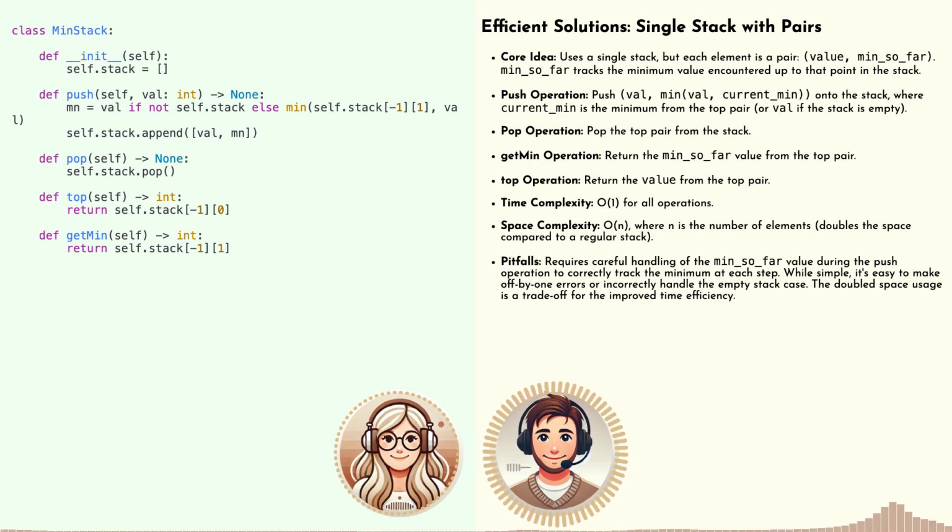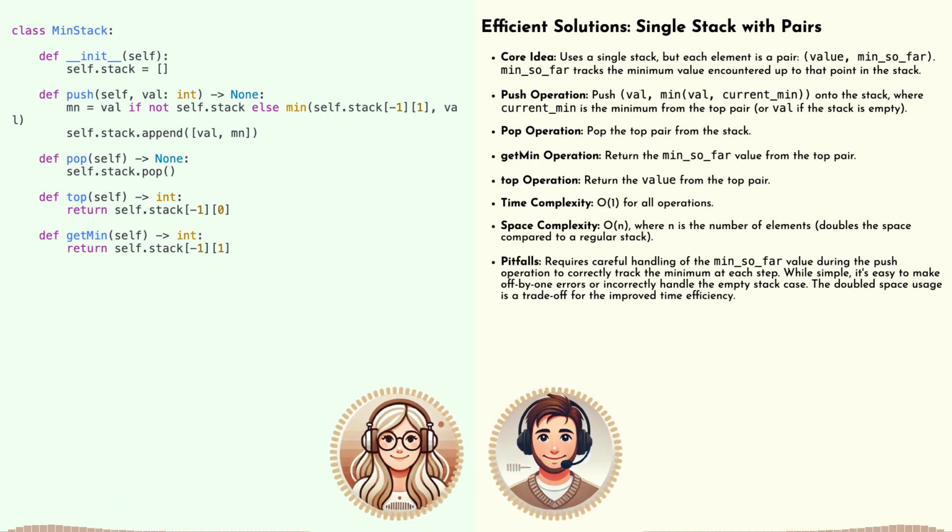Okay. This single stack with pairs approach, I'm really liking it. It's elegant, it's efficient, and we're using less memory overall than the two-stack solution. But being a good coder, are there any downsides here? Anything we should be aware of? Of course. Always got to think about that.